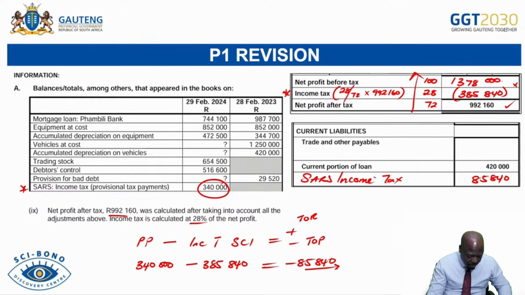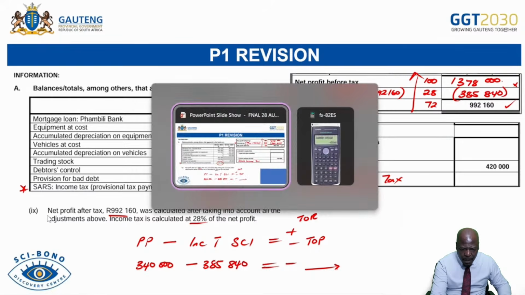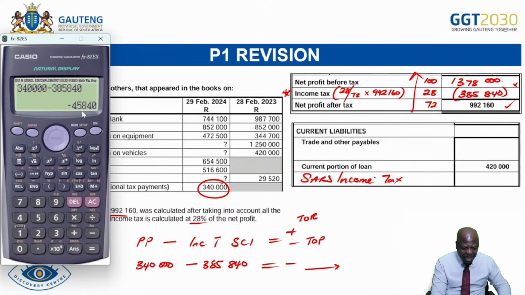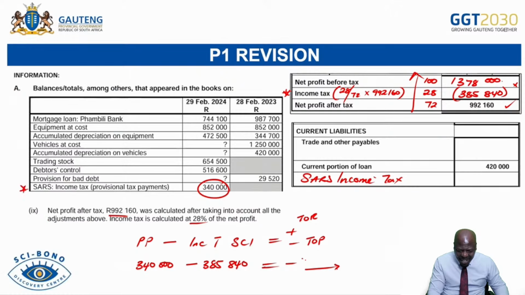Did I get 85? No, I punched in my calculator incorrectly there. Thank you, guys. Let's fix it. Let's punch it in again. So on the calculator, it is 45,840. I don't know where I got the 85. Okay, 45,840.